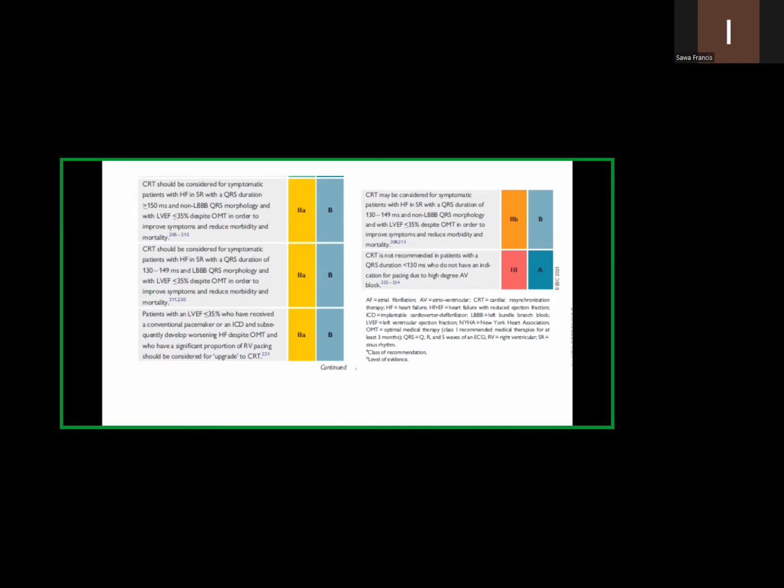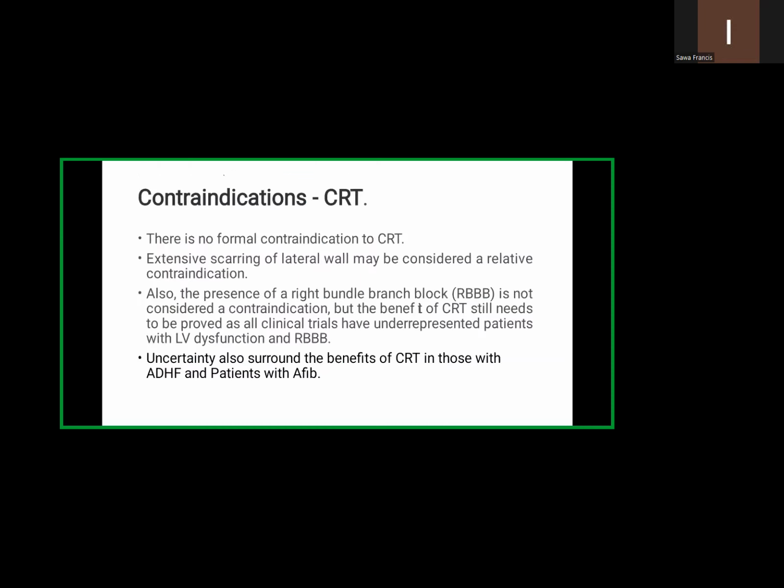Okay, so CRT is not recommended in this, this is a class 3. It should not be done because it may not have benefits or may even be harmful. CRT is not recommended in patients with QRS duration less than 130 who do not have an indication for pacing. If they have an indication for pacing, it becomes a class 1, like we talked about. So you put a CRT. If they do not have an indication for pacing, CRT is not recommended in patients with QRS duration less than 130.